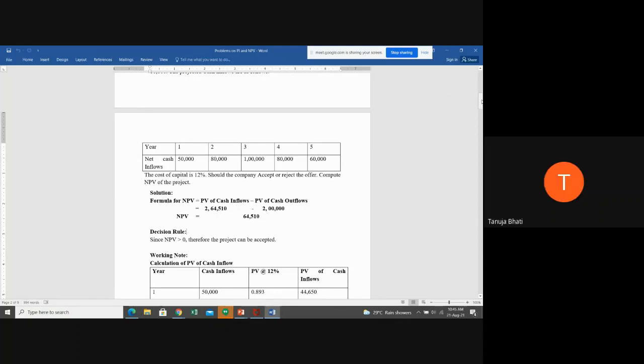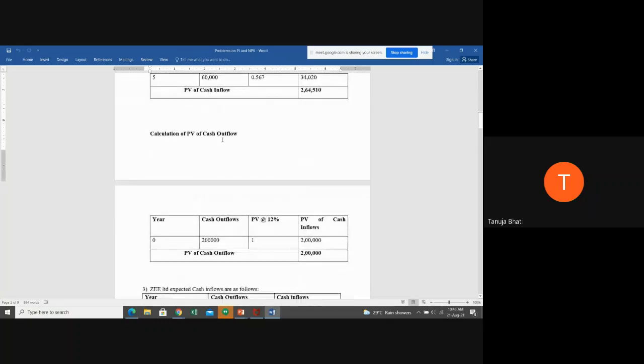So let me show you how we calculate the PV of cash outflow. In year 0, your cash outflow is 2 lakh. And see, students, always remember, PV at whatever rate, if it is for year 0, the factor will always be 1. So 2 lakh into 1 is 2 lakh. So the PV of cash outflow is 2 lakh. Actually, this working is not required since your 2 lakh is invested today, so obviously today is the present value. The value will be 2 lakh, but I'm showing you this calculation.